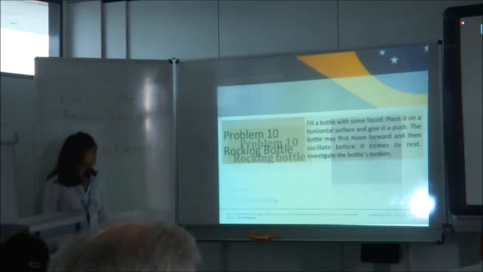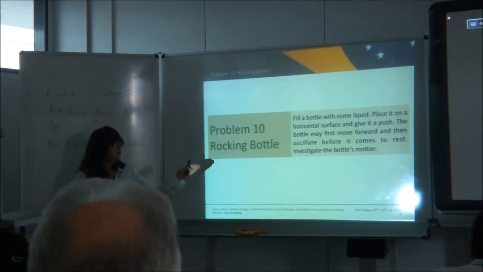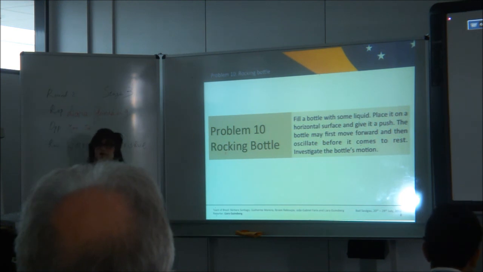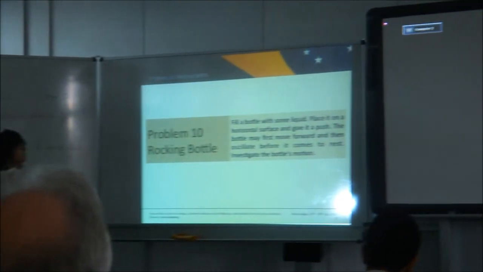Good morning, ladies and gentlemen. My name is Ginsberg from the Brazilian team, and I'm going to present problem number 10, the rocking bottle. The problem says, fill a bottle with some liquid, place it on a horizontal surface and give it a push. The bottle may first move forward and then oscillate before it comes to rest. So let's investigate this phenomenon.